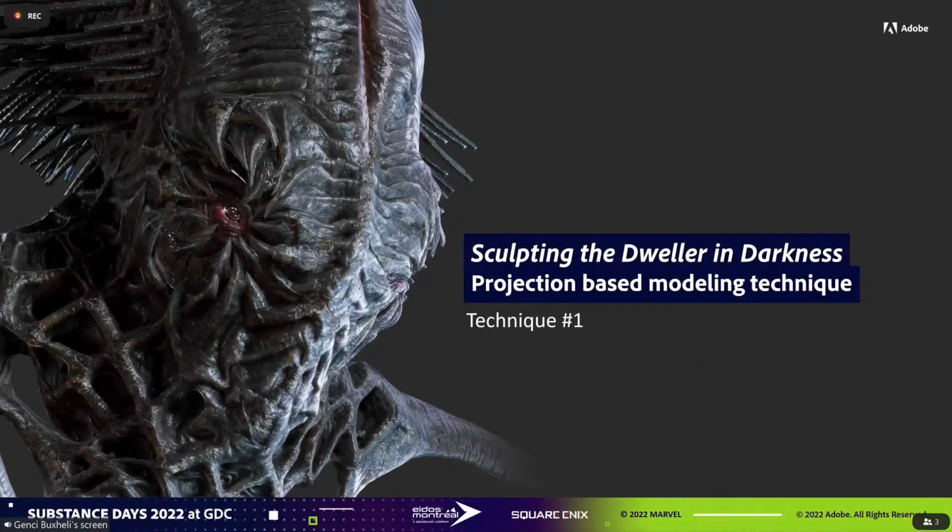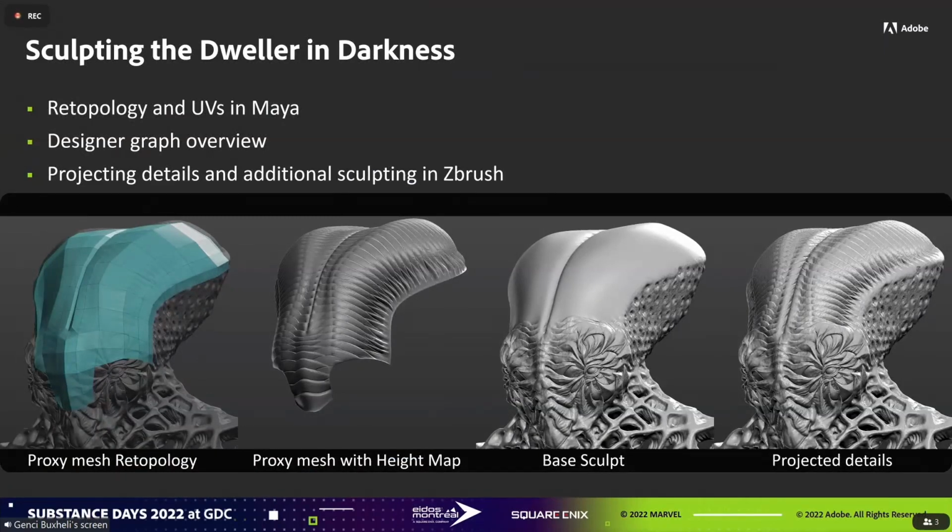So starting off with the first technique, which is a projection-based modeling technique, I'm going to show a little bit of the progress on how I modeled the actual Dweller in Darkness from the game. I'm going to start first by showcasing how I did the proxy mesh, which would basically be around the area that I want to detail in Substance 3D Designer.